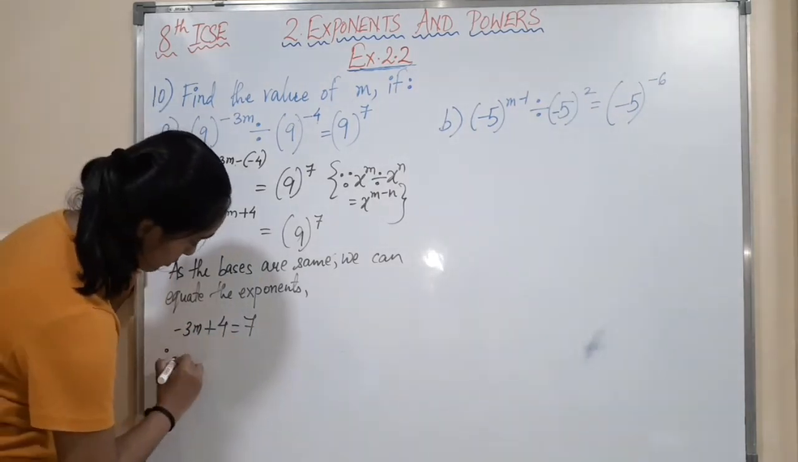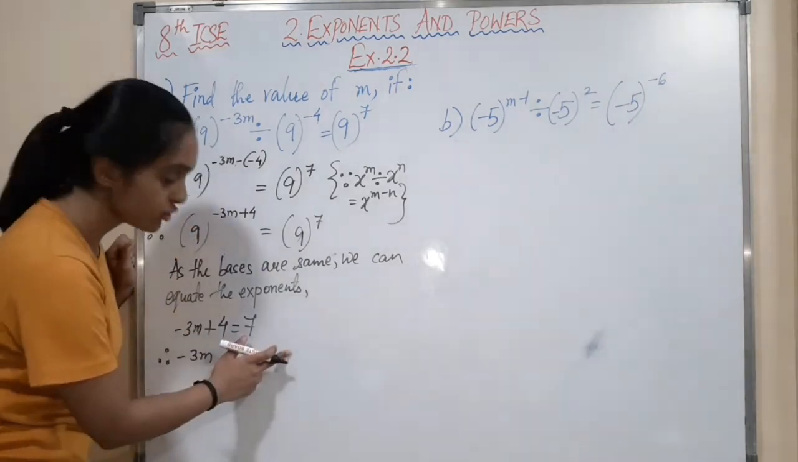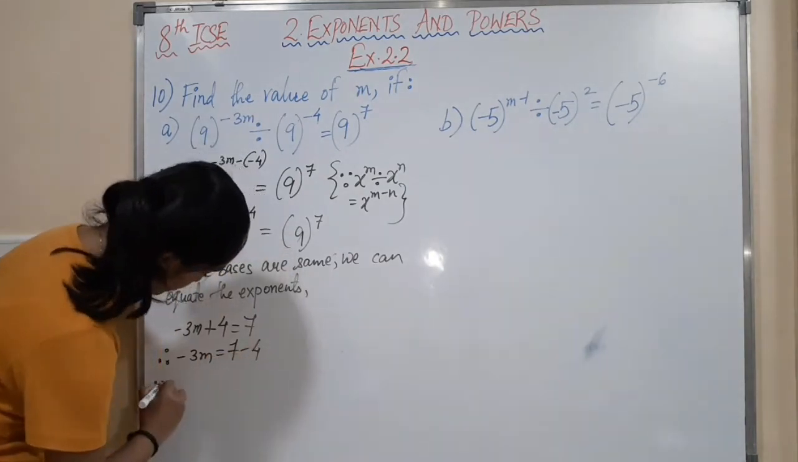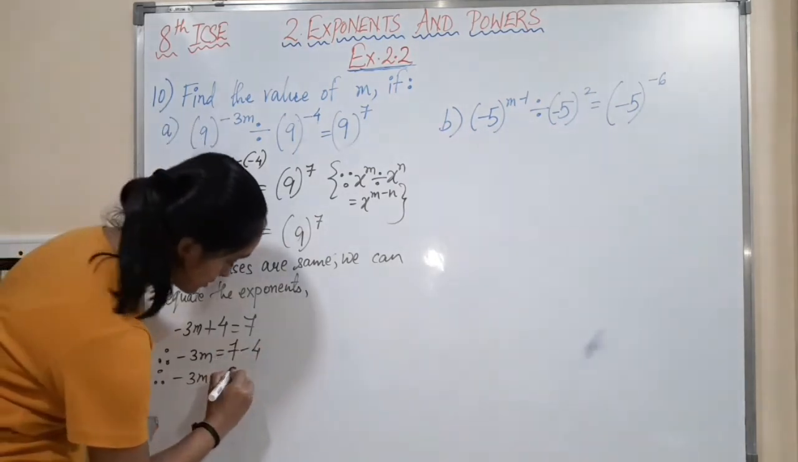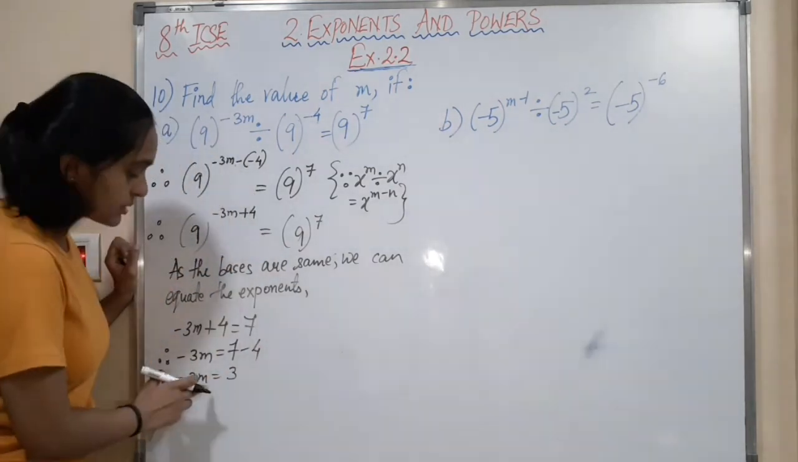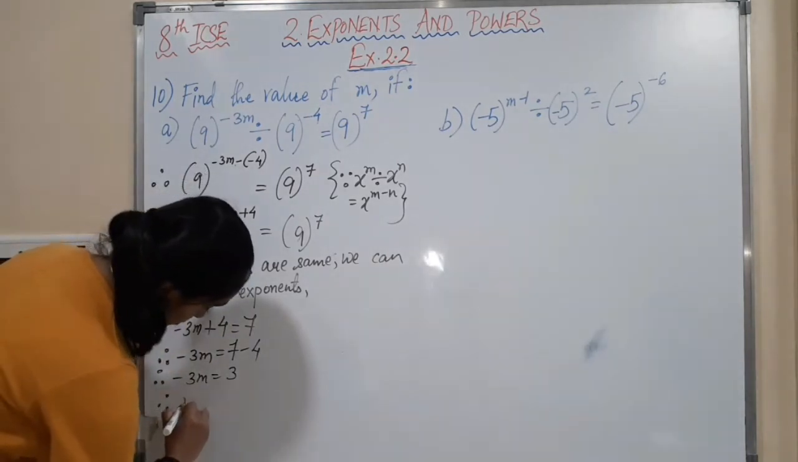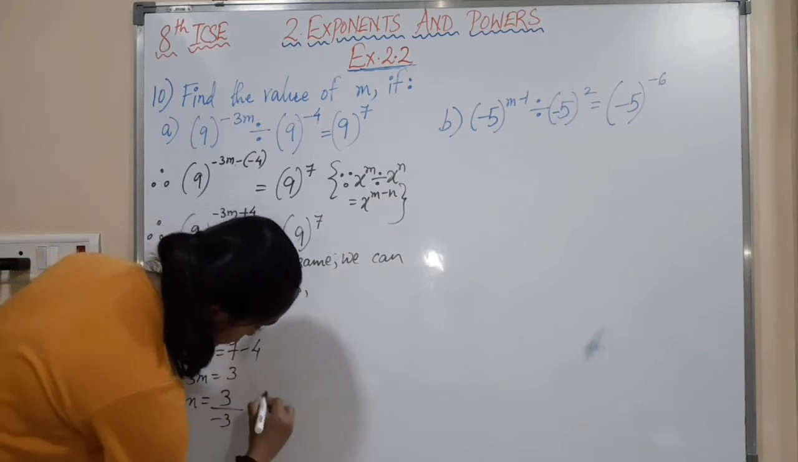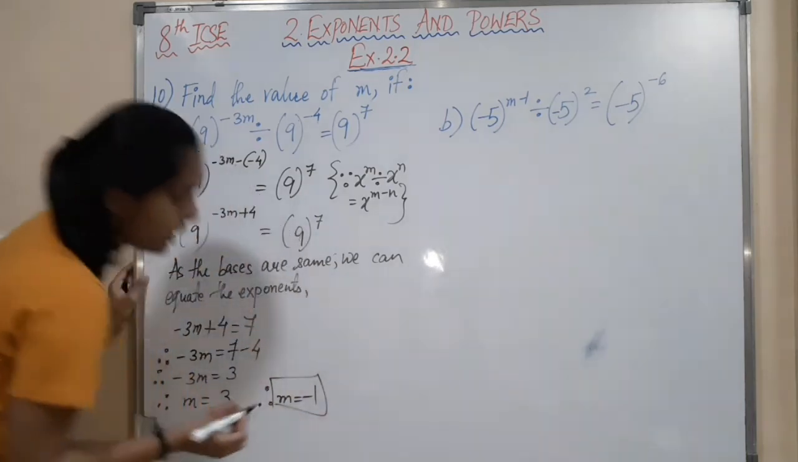So therefore minus 3m, transposing plus 4 to that side will give you minus 4, equals 7 minus 4. So therefore minus 3m equals 7 minus 4, which is 3. Now m means 3 multiplied by m, so m equals 3 upon minus 3. So therefore you will get minus 1 as your answer.